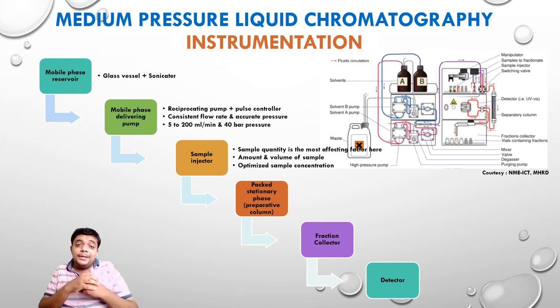Moving a step ahead, that is the sample injector. The sample quantity is the most affecting factor here. The amount and volume of sample is very important. Optimize the sample concentration. We will have a separate slide, a separate explanation on what is this optimized sample concentration. Just wait for a few seconds and we will be jumping to that slide. And this stationary phase, fraction collector and detector will be explained to you in detail.